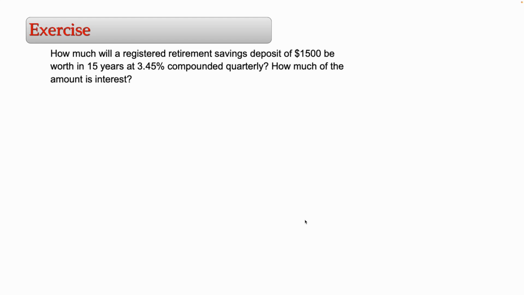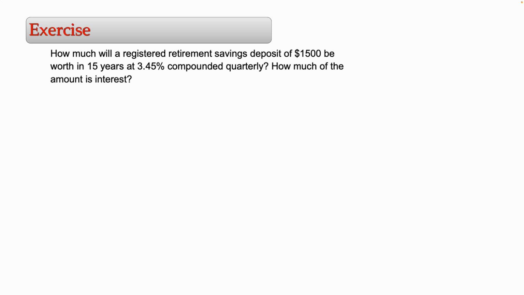Let's solve the following exercise. How much will a registered retirement savings deposit of $1,500 be worth in 15 years at 3.45% compounded quarterly? How much of the amount is interest? So how much of the final amount?